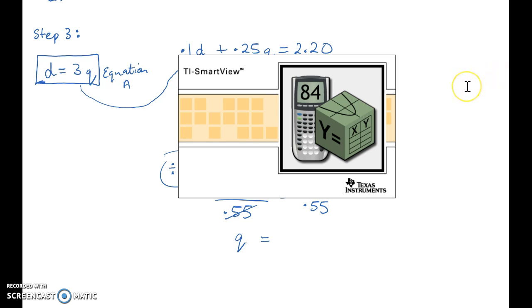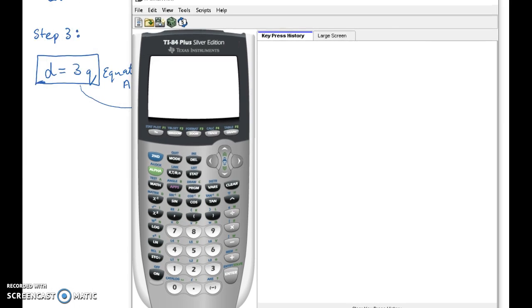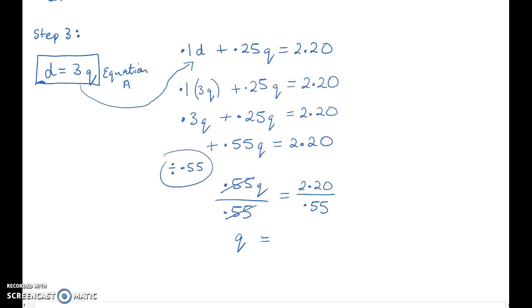Just bring this up now. I apologize for the delay. And it was 2.20 divided by 0.55, and that gives us 4. So Q is equal to 4.